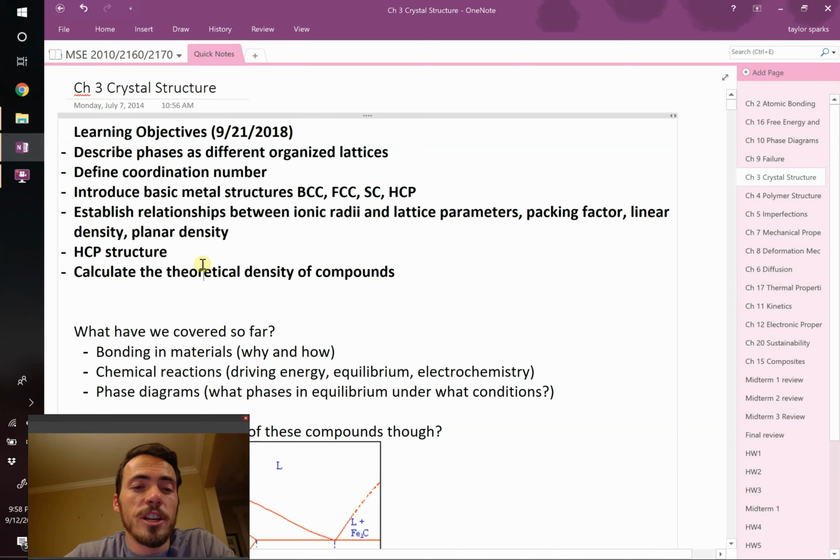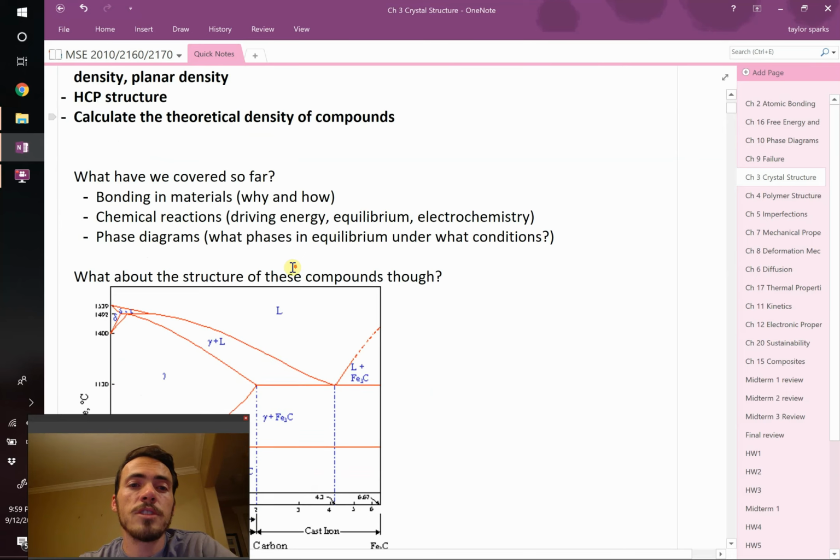All right, our learning objective for today is the following. We're going to describe phases as different organized lattices. We're going to define coordination number. We'll introduce some of the basic metal structures, BCC, FCC, simple cubic, HCP. We'll describe these later. We're going to establish relationships between the ionic radii, the lattice parameter, packing factor, linear density, and planar density. We'll introduce the HCP structure in some detail, and then we'll calculate the theoretical density of compounds if we have time. So let's recap what we've covered so far in this class.